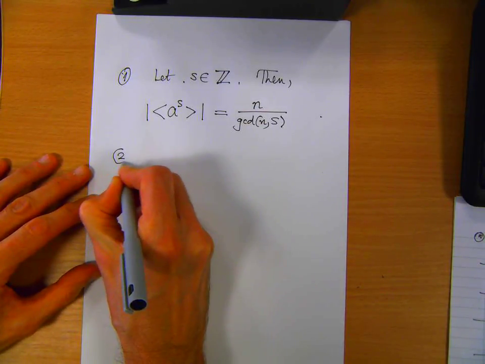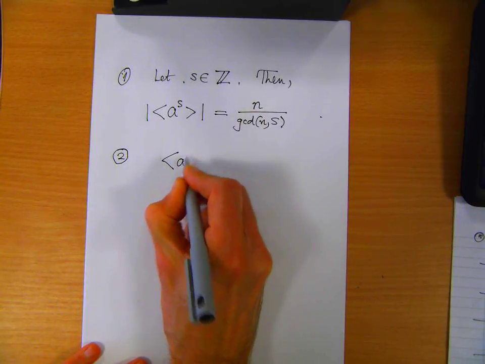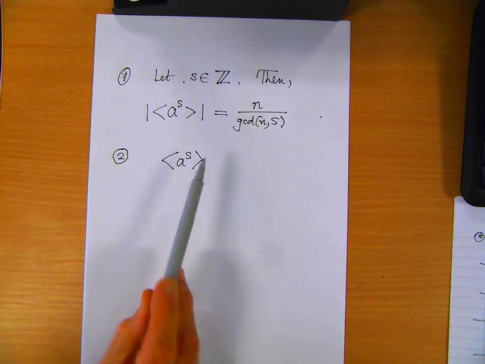Well, following on from that, suppose I look at the cyclic group generated by a to the s.